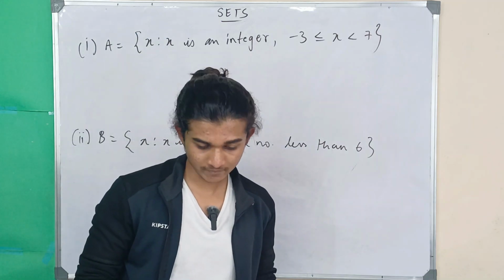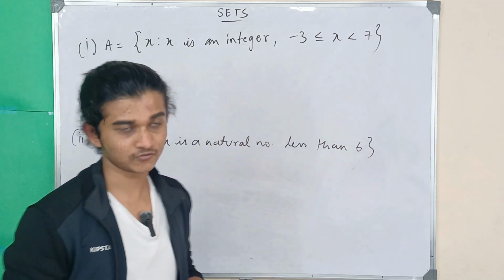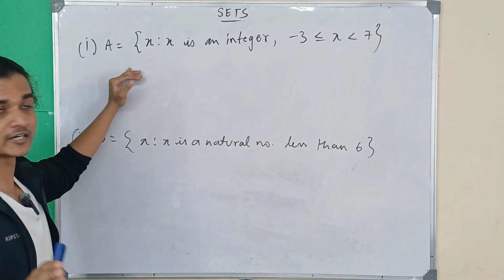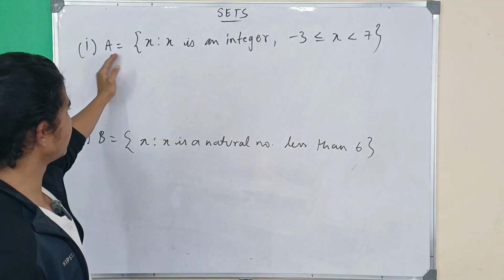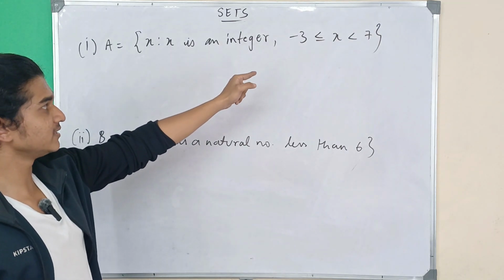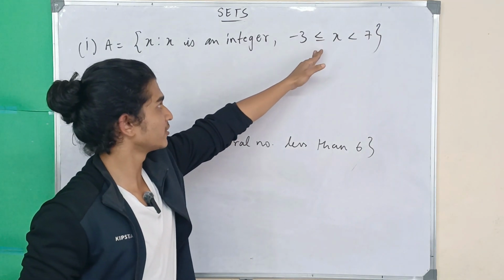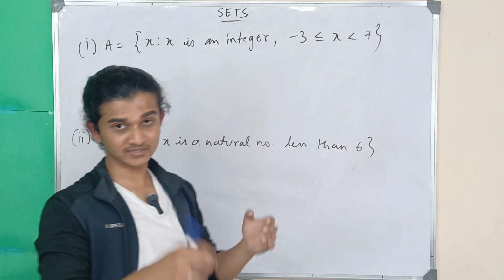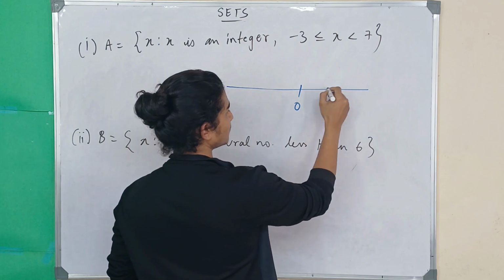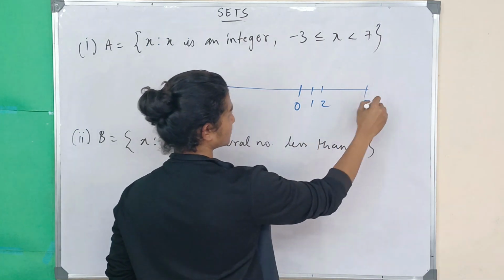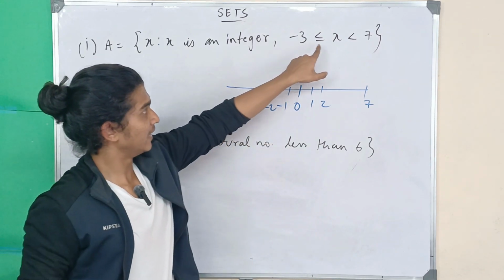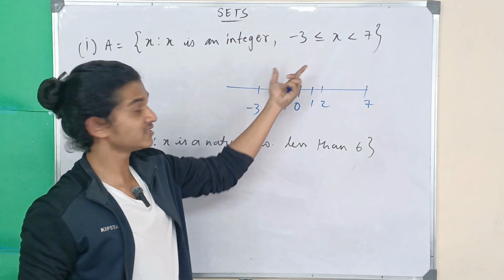So I'm going to solve question 3. Write the following sets in roster form. It's given in set builder form, and we're supposed to write it in roster form. The first one says A is the set of all x such that x is an integer and -3 is less than or equal to x less than 7. So basically, just write it on the number line. Here comes 0 and somewhere 1, 2, and so on, here comes 7, and -1, -2, -3. So they're saying x is greater than or equal to -3, which means -3 is included.